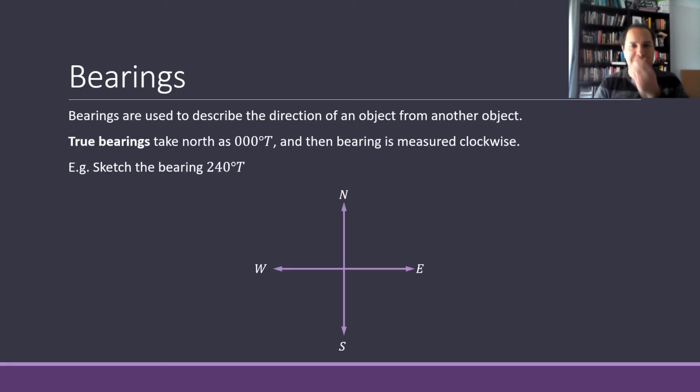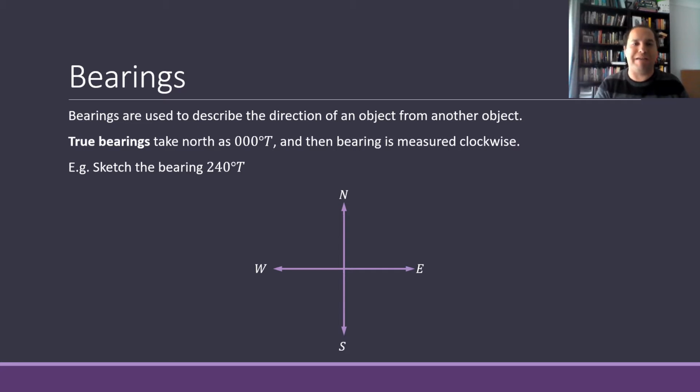Bearings are used to describe the direction of one object from another. You might have talked about directions like north, northeast, southwest, west, whatever it might be. Those help us describe direction in words. But what if it's not exactly northeast, or not exactly southwest? Well, we need to use our angles to help us describe exactly what direction we're going in.